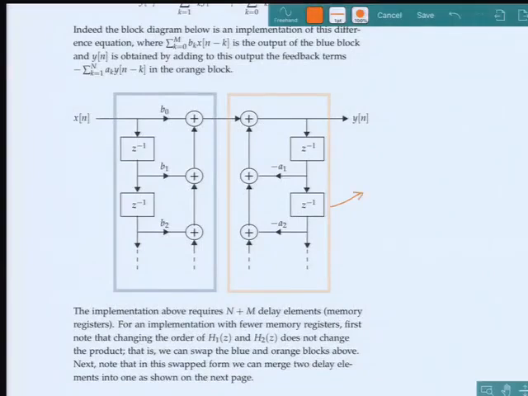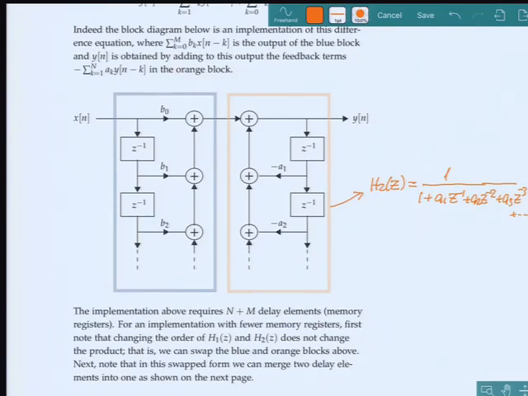So this is H2 of z. We know what this was when we had only 2 delay elements, and it was 1 over 1 plus a1 z inverse plus a2 z to the negative 2. So if I had a third one with a feedback term negative a3, what do you think would add to this? a3 z to the negative 3, etc. Right? Just the structure suggests that. You can actually work it out and find out for yourself.